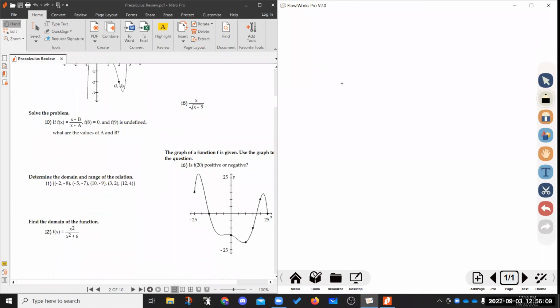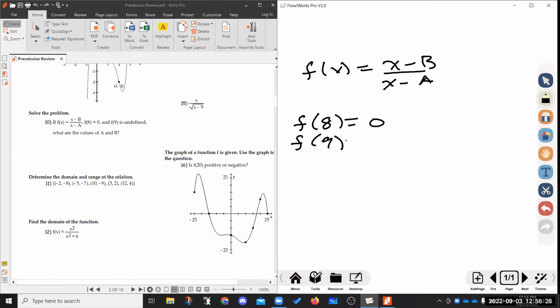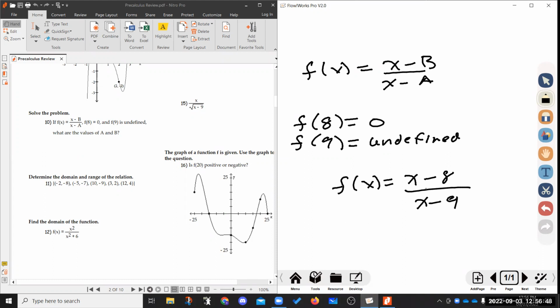Now we're going to have to do some work on this one. f of x is equal to (x minus capital B) over (x minus capital A). And they tell us that f of 8 is equal to 0, and f of 9 equals undefined, right? So that means that there's a 0 in the top of the fraction for 8. So that would tell me that this is x minus 8. And f of 9 tells me that there is a 0 in the bottom of the fraction when it's undefined. So that's going to be x minus 9 in the bottom.